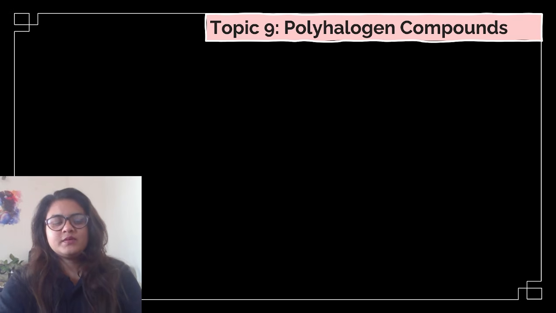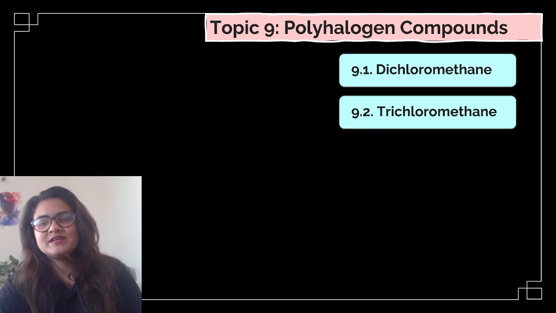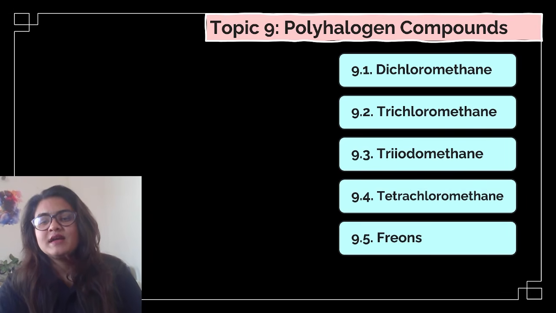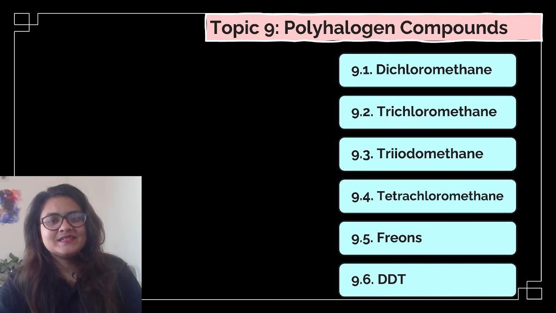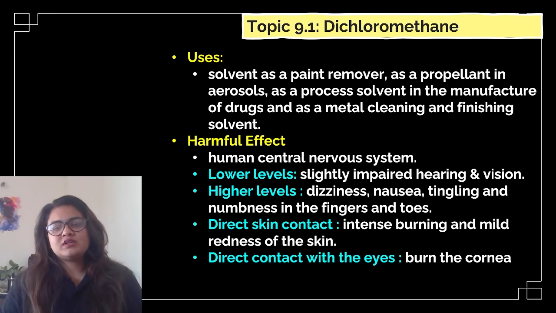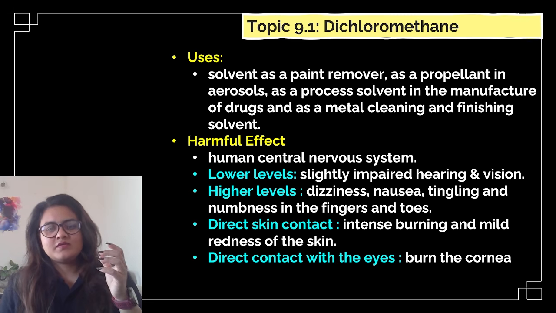So benzene with one alkyl group. Now we will proceed with the polyhalogen compounds. Here you can get dichloromethane, trichloromethane, triiodomethane, tetrachloromethane, and freons. And DDT as well. So here you can see uses. First we will discuss dichloromethane. It can be used as a solvent for paint remover, as a propellant in aerosols, in the manufacture of some drugs, metal cleaning, and as a finishing solvent.